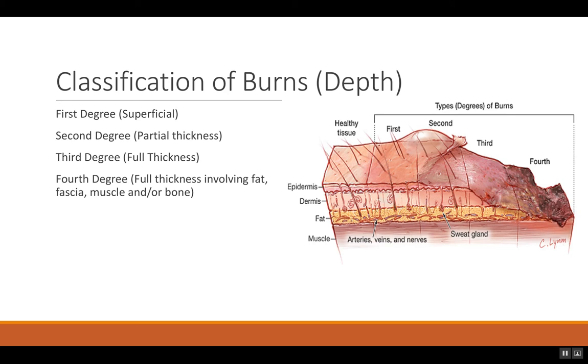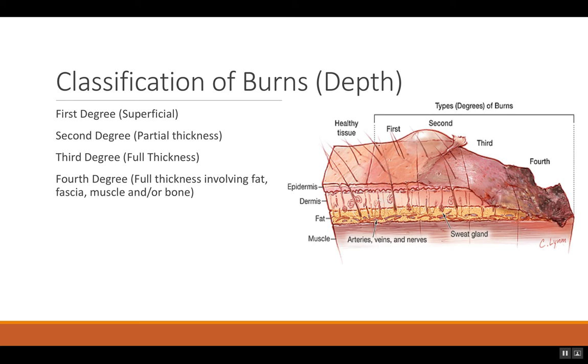With your third degree, which is your full thickness, this is someone who's had prolonged exposure to hot liquids, electrical current, chemical contact. This is going to involve the epidermis, the dermis, and sometimes subcutaneous tissue is involved. And it could potentially involve connective tissue or muscle. With this, it's going to be dry. It's going to be a pale white with some red, brown, or leathery appearance to it, or charred.